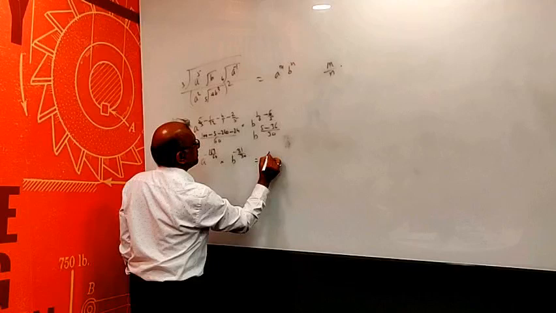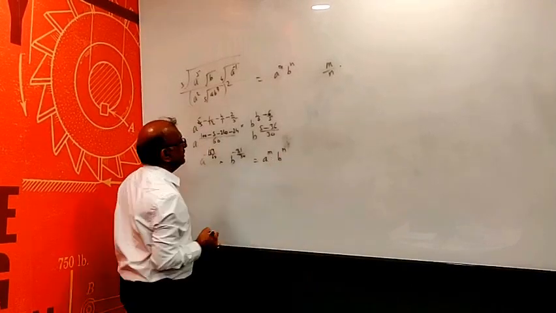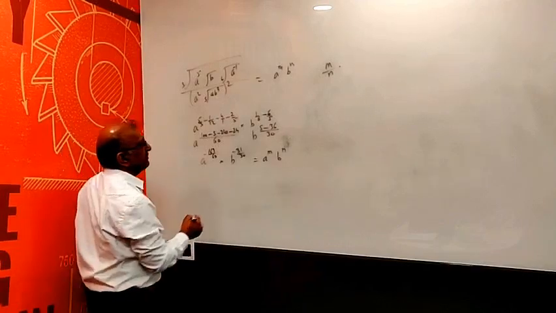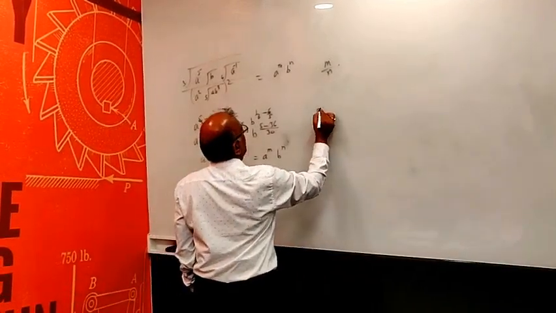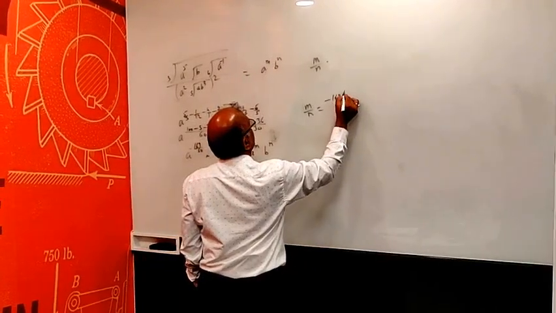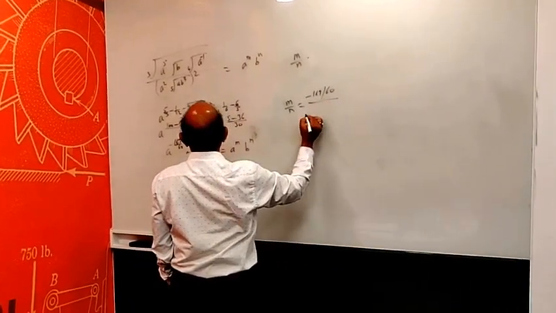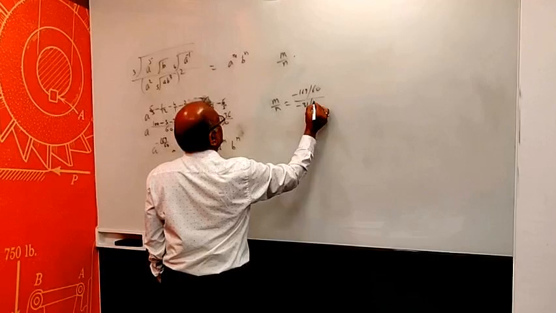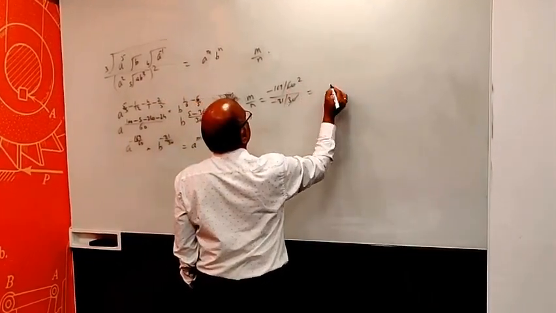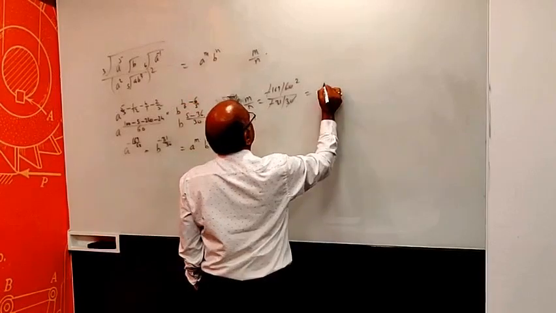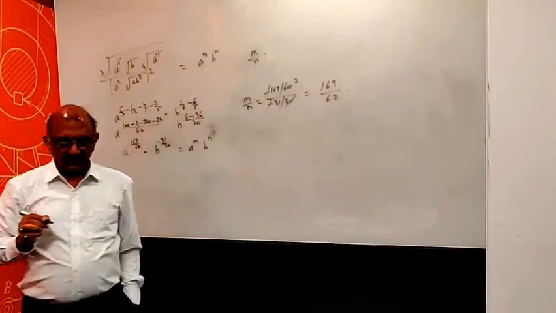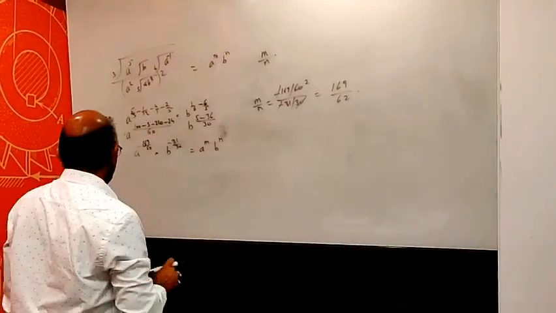And this is equal to a raised to the power m, b raised to the power n. Now equating the powers of a and b separately, what we have is m by n is equal to minus 169 divided by 60 over minus 31 divided by 30, and this is 2 times, this also cancels out, this makes it 169 over 62. Alright? Okay.